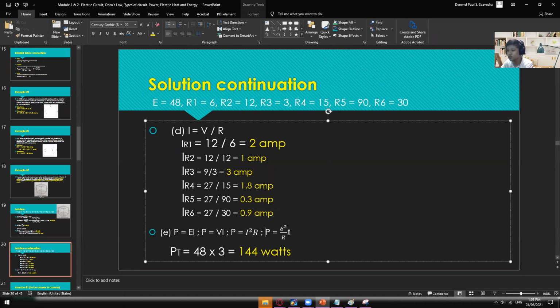The same with this one. Let's say the current is not available, then you can use E squared divided by R. Later on, we're going to have a derivation also on why we have this formula right here, and so on and so forth. Any of those formulas you can use, you will arrive at the same result, which is 144 watts. You can verify this using your calculator. You can use this one if they are available, and this one if they are also available. So that's it for example number 3.